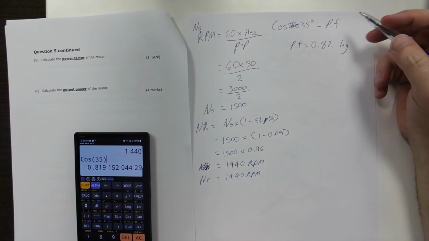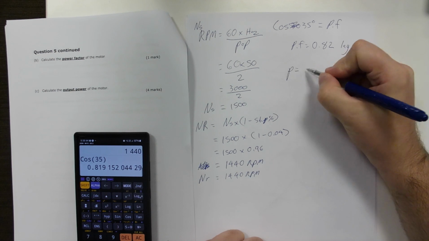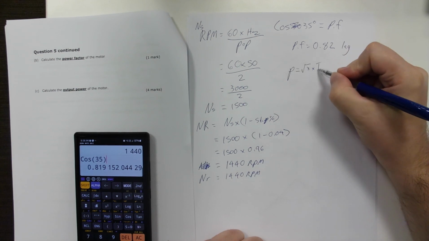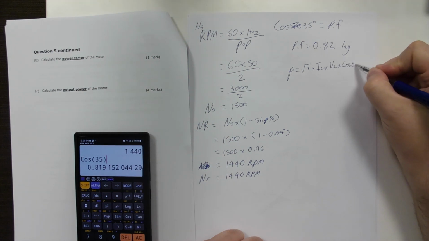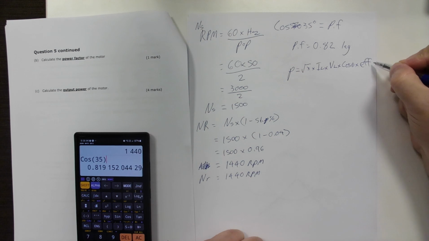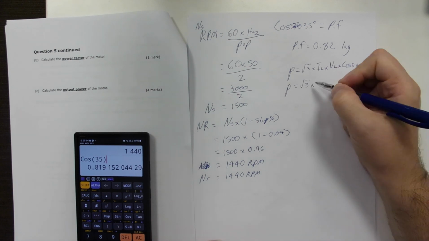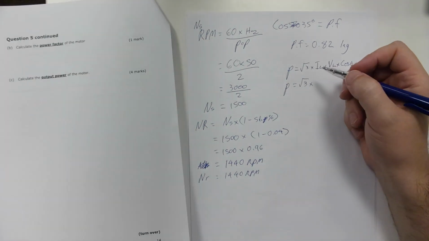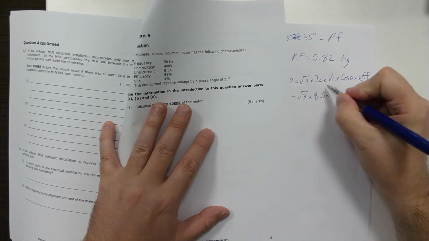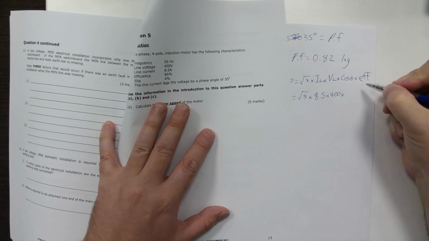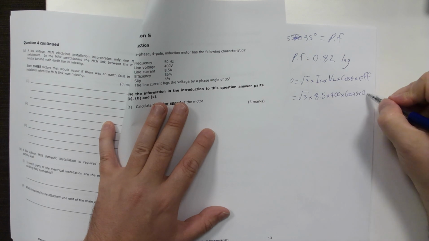Now, last one, they have C, calculate the output power of the motor. So power equals root 3 times I line times V line times cos theta times efficiency. So that's our output power formula. Power equals root 3 times, now what were our values? I line was 8.5 times our V line, which is 400, times our cos theta, so cos 35, times our 0.85.